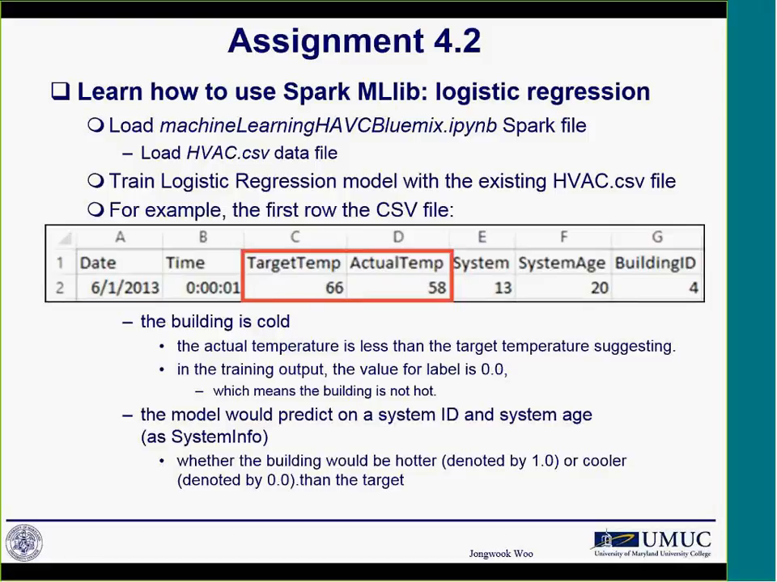And 4.2, I'm pretty sure you are still working on it, but again, 4.2 is simply to use logistic regression of the Spark machine learning library, to predict if your air conditioner, your heater, is working well based on the system information. So it should be fun if you work on it. Once you finish that, and if you want to learn more, there are sample Spark machine learning examples at Bluemix, so you may want to try that.